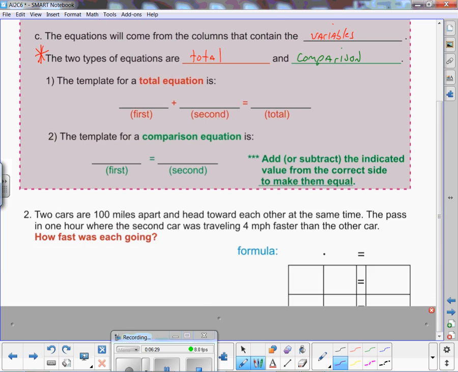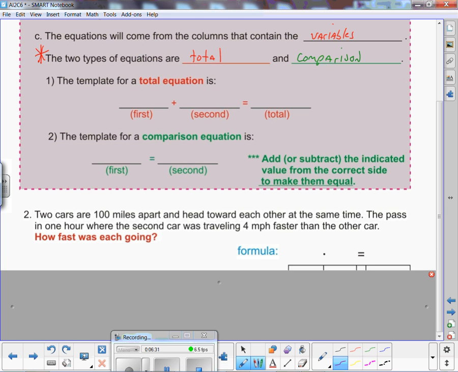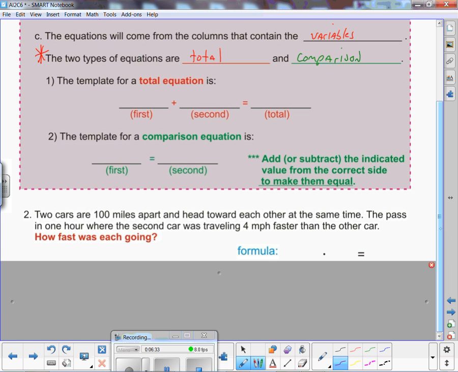All right, so let's get to an actual problem here. So here we go. Two cars are 100 miles apart and heading toward each other at the same time. Uh-oh, that should be a "they." All right, let's fix that. They pass in 1 hour, where the second car was traveling 4 miles per hour faster than the other car. How fast was each going?